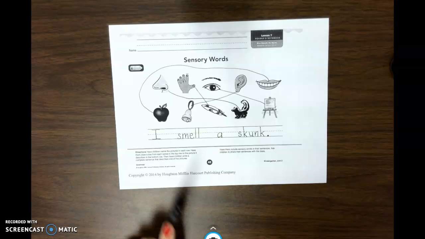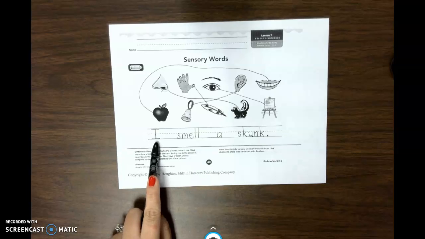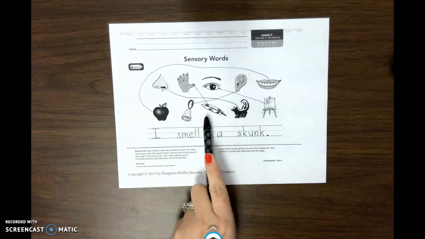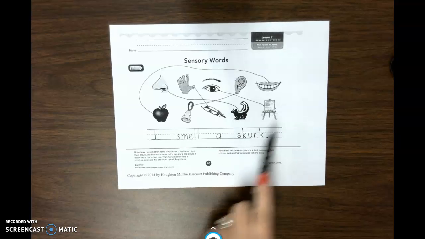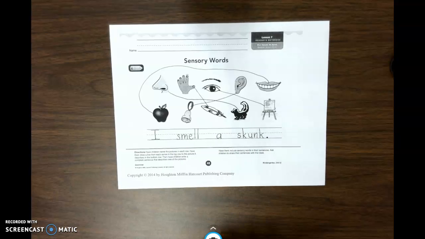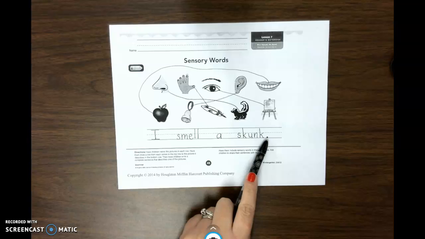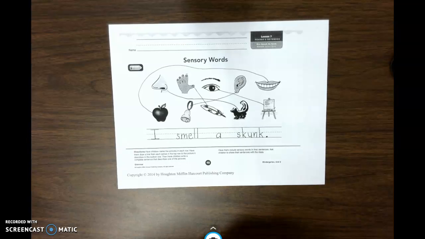All right, so choose one of the other senses and build a sentence and write it. Remember, when you're writing, the first letter is uppercase. You put a space between each word. All the other letters are lowercase, and these are all telling sentences, so you put a period at the end. Good luck!